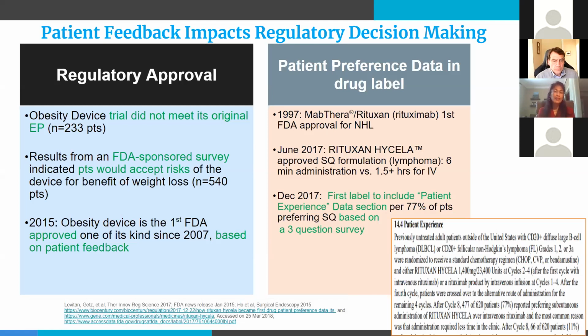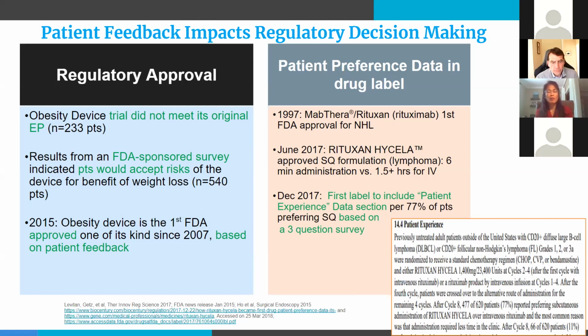But in 2017, the company did a formulation study. Instead of giving it IV over a 1.5 hour infusion, they tested it in a subcutaneous formulation. So this is like a 5-minute subcutaneous shot. Not even 5 minutes, really, probably just under a minute. And the results of this led to the introduction, for the first time ever in the drug label, of a section called the patient experience data.